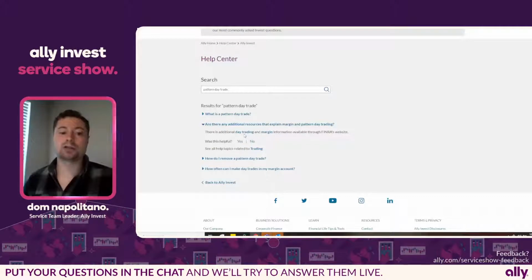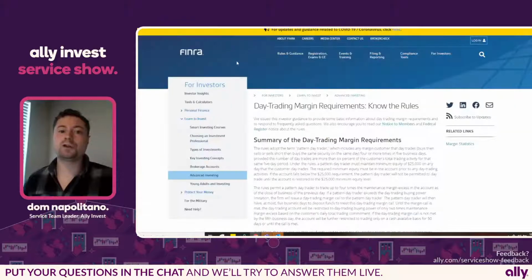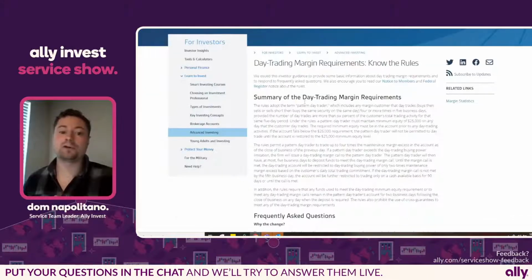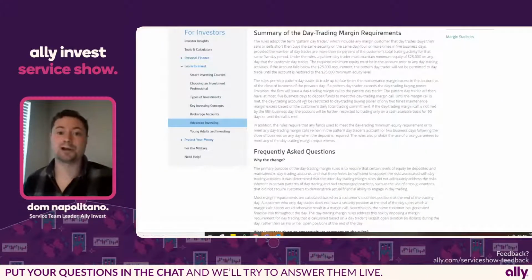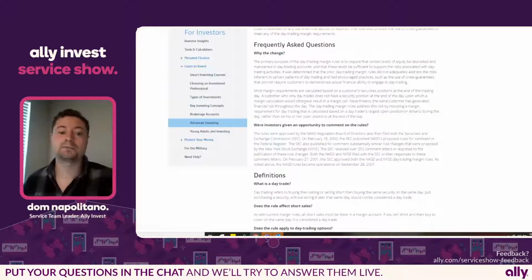In the FAQs as well, you're also going to see this additional resource, which is indicated here in hyperlinks. If you click on this day trading here, it's actually going to bring you to FINRA's website, which is our Financial Industry Regulatory Authority. And this is going to give you a lot more information. Also, their frequently asked questions where you can find out about pattern day trading and whatnot.